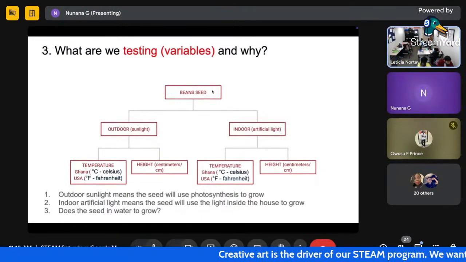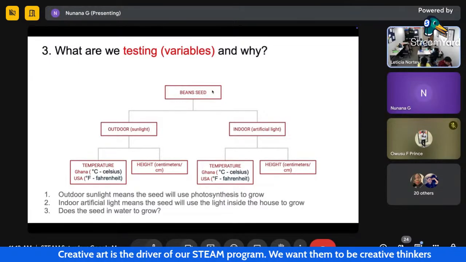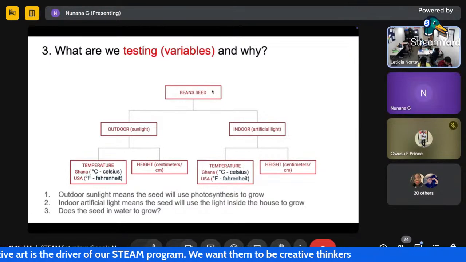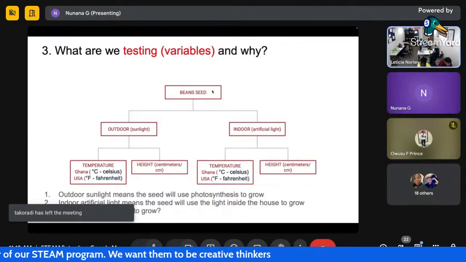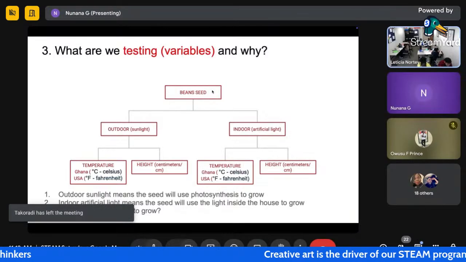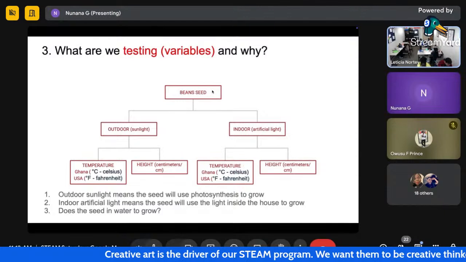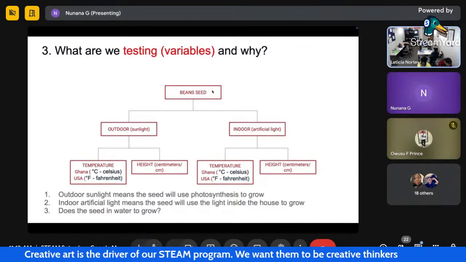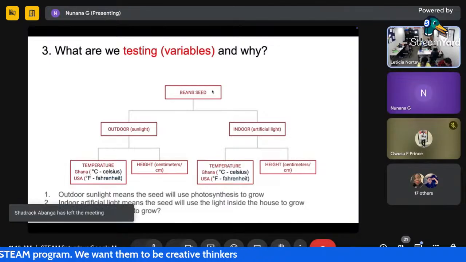We don't want you to send us a report where we're all working on beans and you copy somebody's work and bring it here. You guys have done planting in your schools, homes and neighborhoods. I hope I'm making sense. We all know most Ghanaian communities and homes plant. We know you can plant.